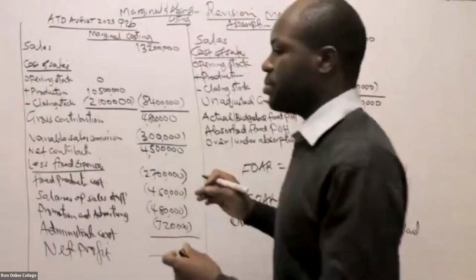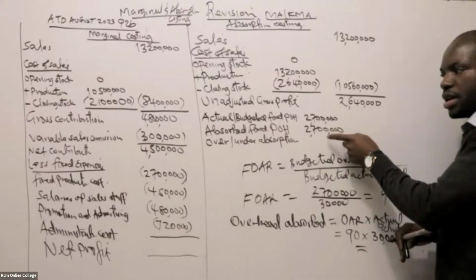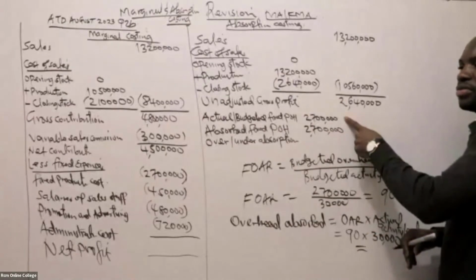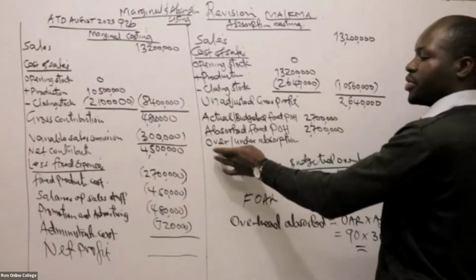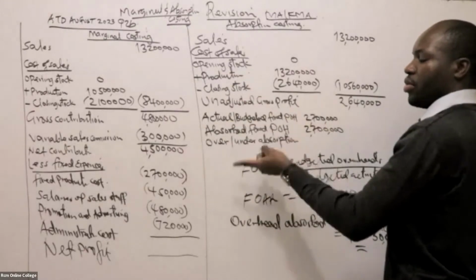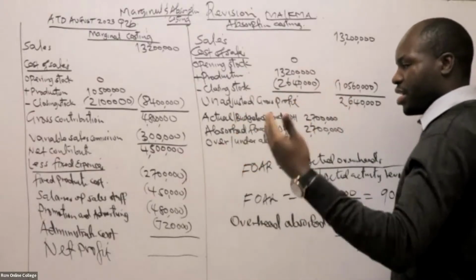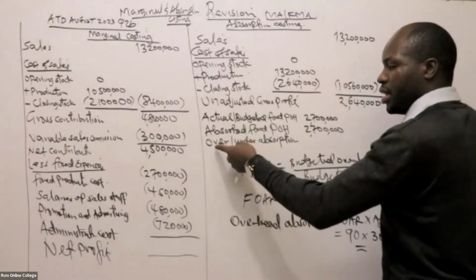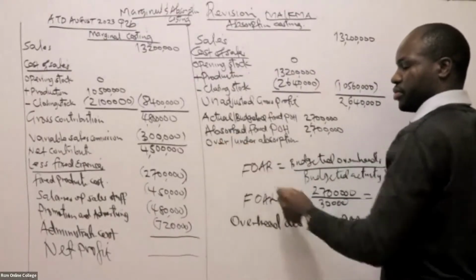If we have over absorption, it means the expense that was absorbed is greater than the real expense. If we are talking about over absorption, then absorbed is greater than actual or budgeted. And what will happen? You overstated the expense. When you overstate the expense, the profit will be reduced. So what do we do? We add back the over absorption.